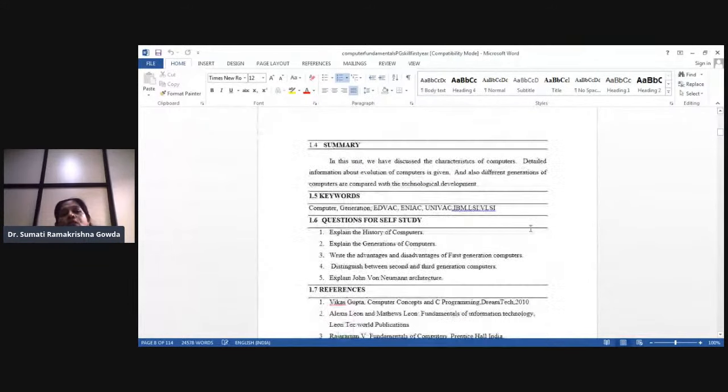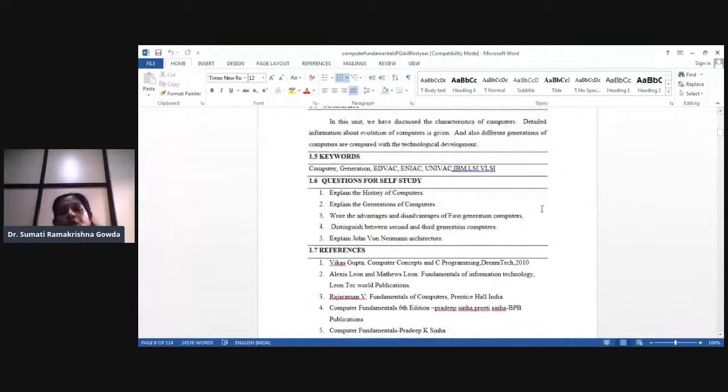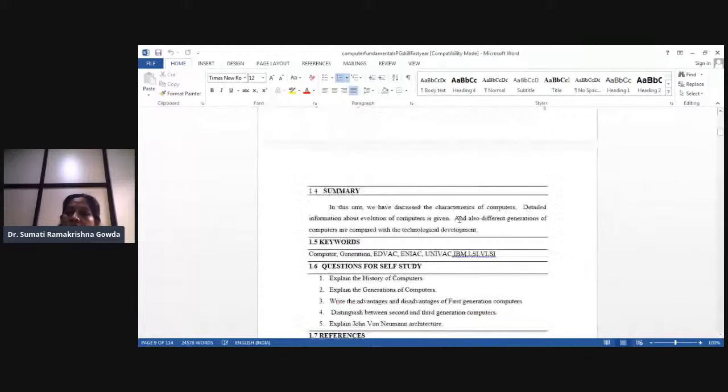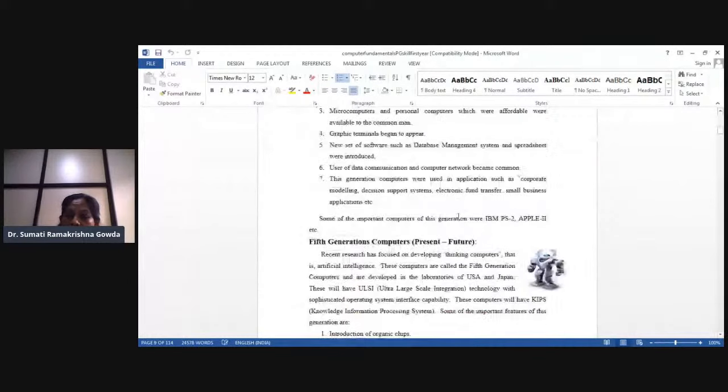Okay, so students, today we have learned the history of computers and generations of computers. Just we'll have a summary: how the history of computers started from the Stone Age, then ENIAC, EDVAC. Okay, so here just one walkthrough. We'll have a walkthrough.